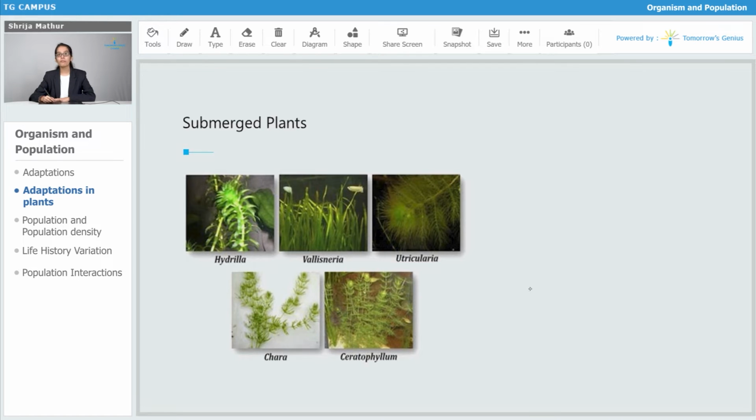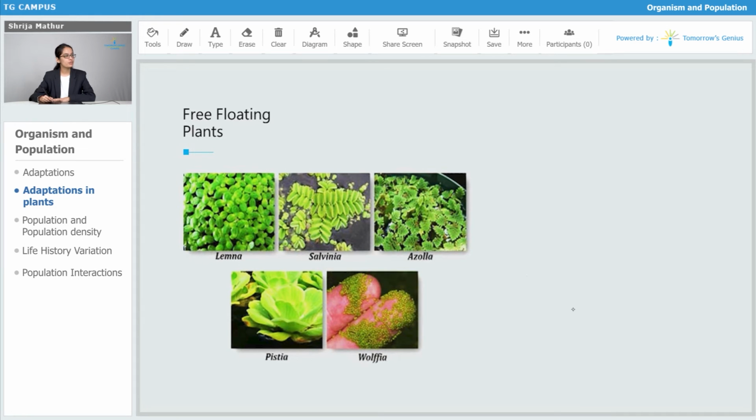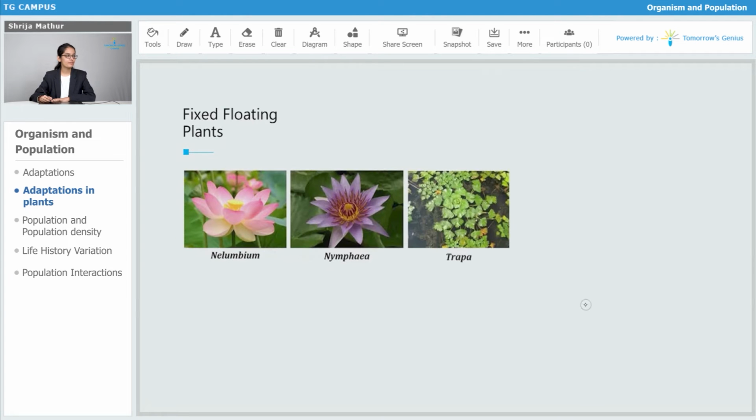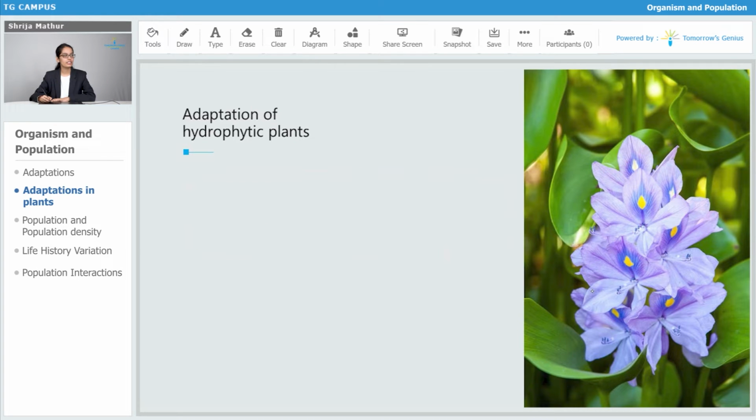Then there are a few submerged plants: Hydrilla, Vallisneria, Utricularia, Chara, Ceratophyllum. All these are submerged plants. Free floating plants you can see are Lemna, Salvinia, Azolla, Pistia, Wolffia. All these are free floating plants. Fixed plants: Nelumbium, Nymphaea and Trapa. These are the fixed floating plants.